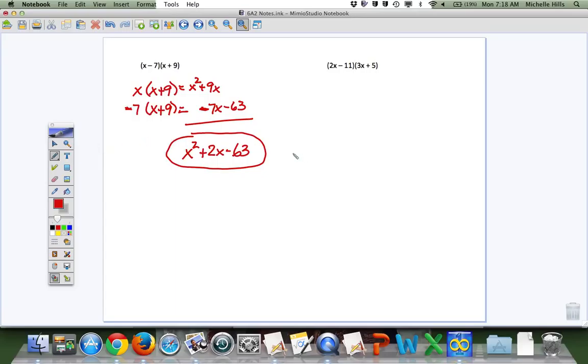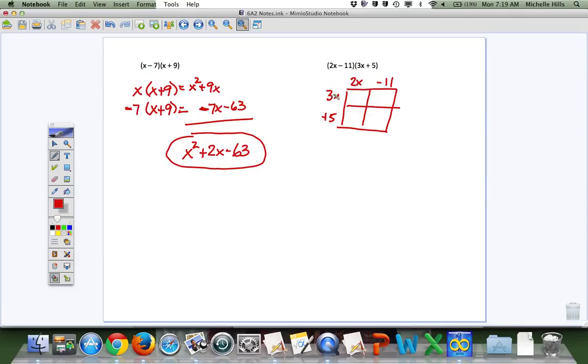There's another way that I'm going to use that does the same thing. It's still distributing, but it doesn't make me copy quite so much. I don't have to copy this x plus 9 down twice this way. So I'm going to use, if I'm taking 2x minus 11, 2x minus 11 times 3x plus 5. Because really, each of these terms just has to be multiplied by each of these terms.